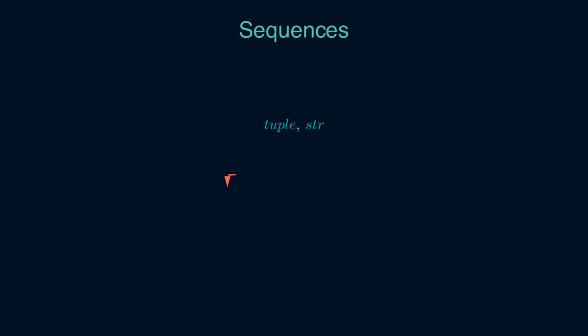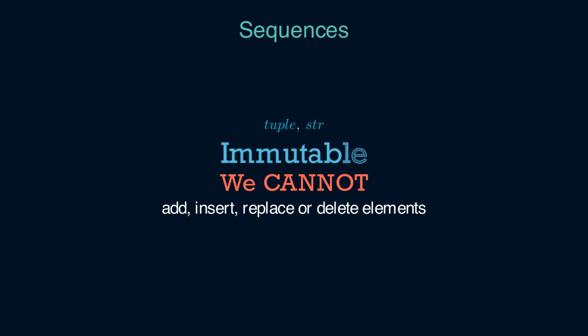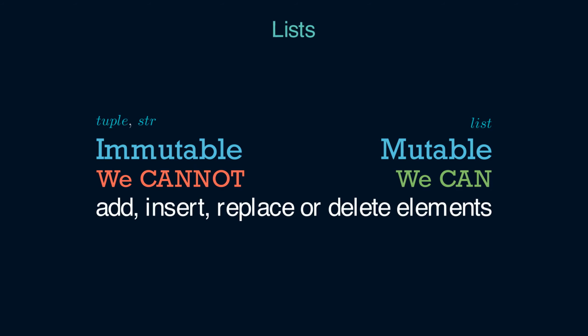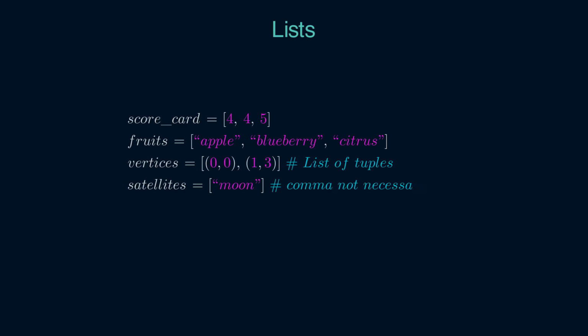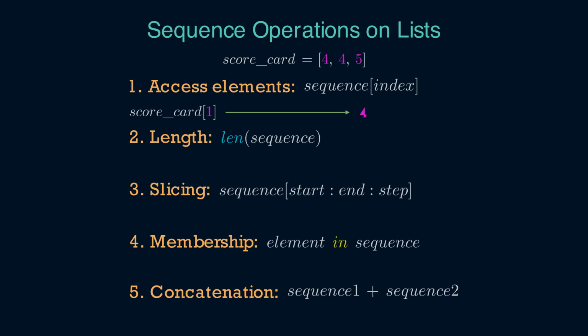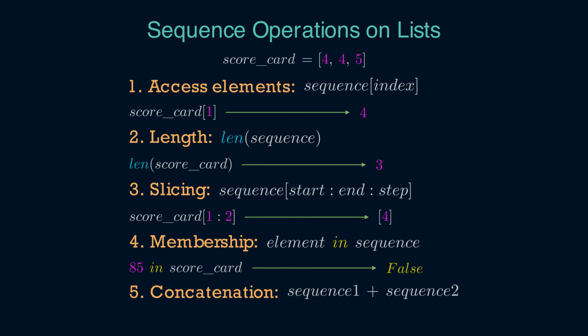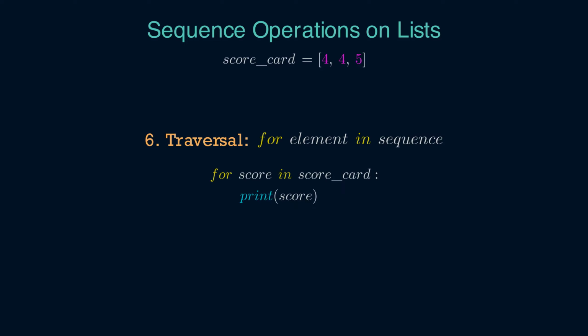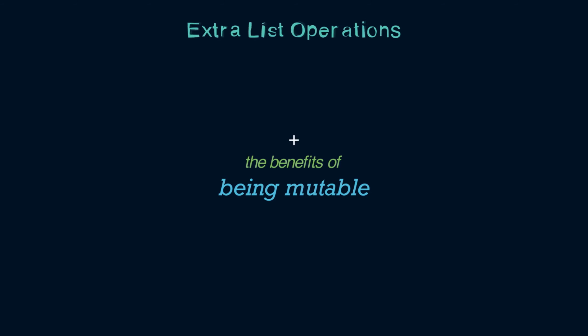But tuples and strings have a limit. They are immutable. Here's list, a mutable sequence. Looks like a tuple but enclosed in square brackets. All sequence operations are available here too.